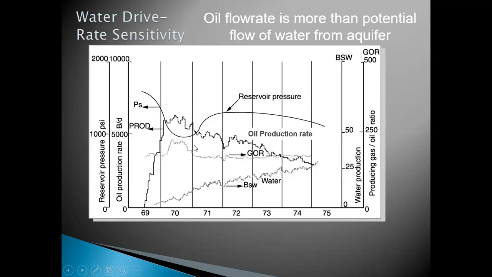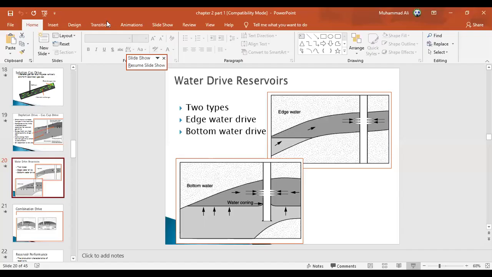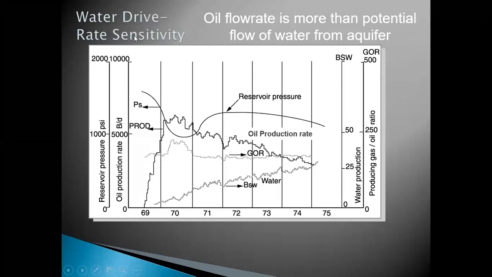Here, what we are looking at on the production side, as we discussed in the previous lecture also, is the production of oil, production of water, and production of gas. Here you see there is a sudden decline in the pressure, and then there is an increase in pressure here. And production in this case stays constant.